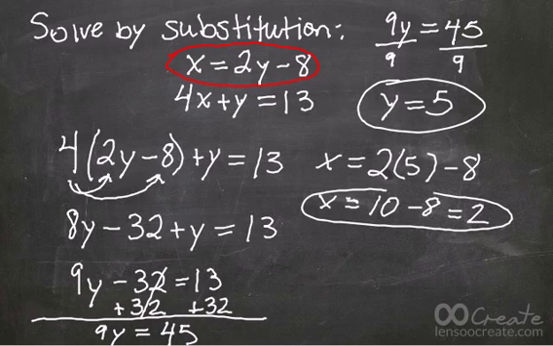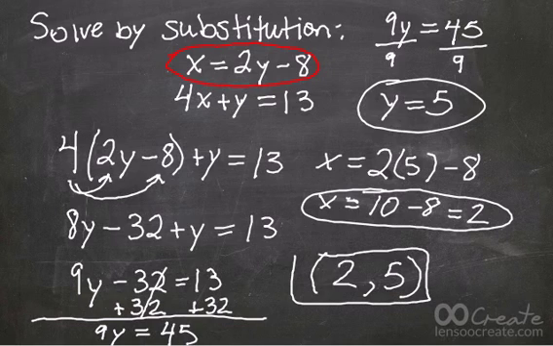So we found x and we found y. Remember, our final answer needs to be in the form of a point. X, comma, y. And I'll leave it up to you to check that to make sure it's correct.